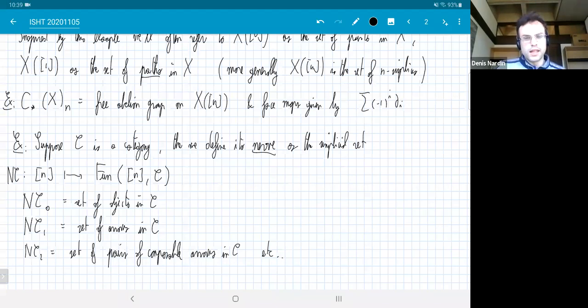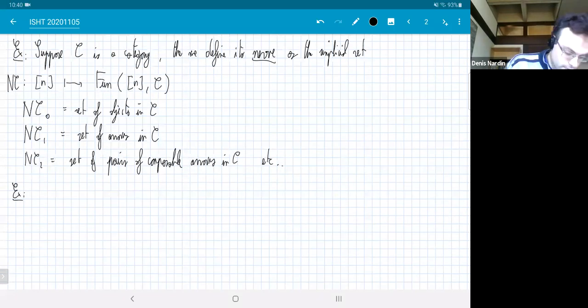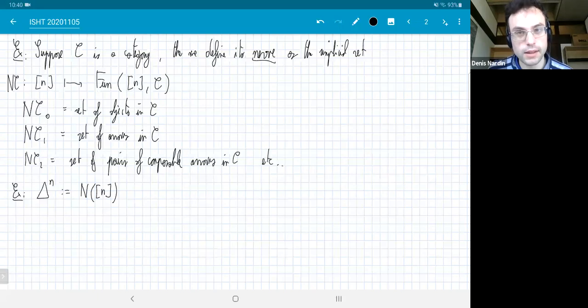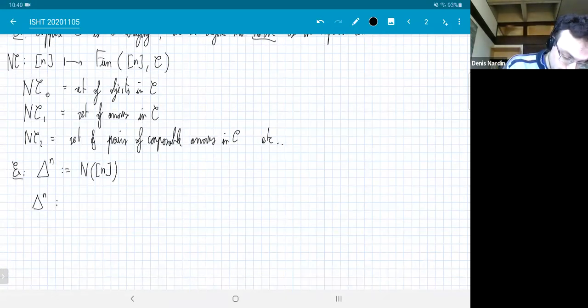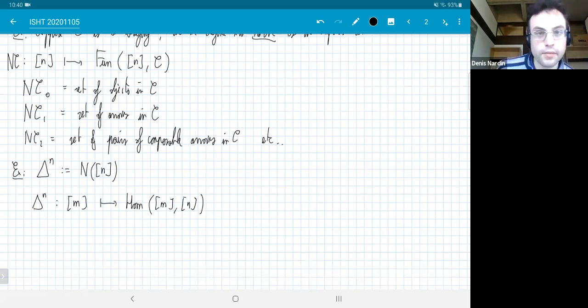And some of you took the algebraic K-theory class last semester. You might have seen this already and seen that this is in fact a fully faithful embedding of categories into simplicial sets. But we're not really going to use this. The reason why I'm giving this example, besides it being helpful in a couple of lectures, is that it allows me to define Delta^n as a simplicial set, which is the nerve of [n] seen as a poset. So concretely, this is telling you that Delta^n sends [m] to the set of monotone maps from [m] to [n]. And I want to think of this Delta^n as the analog of the topological n-simplex that I discussed before.